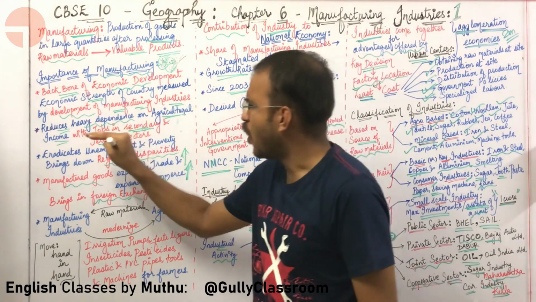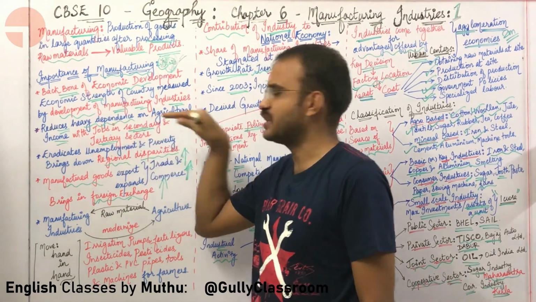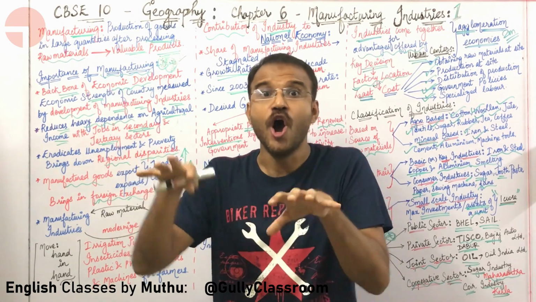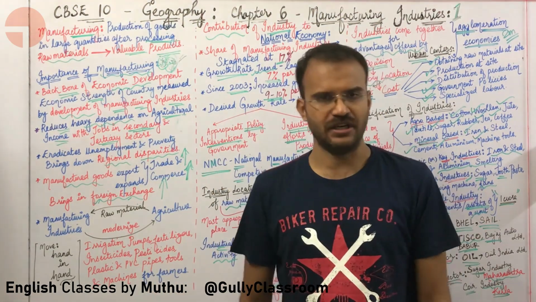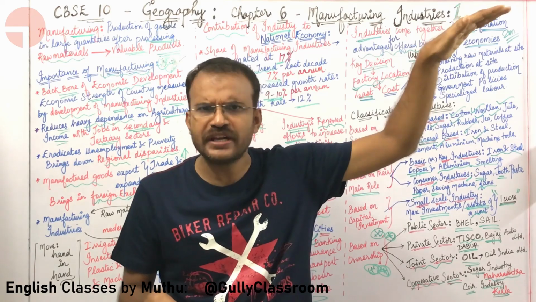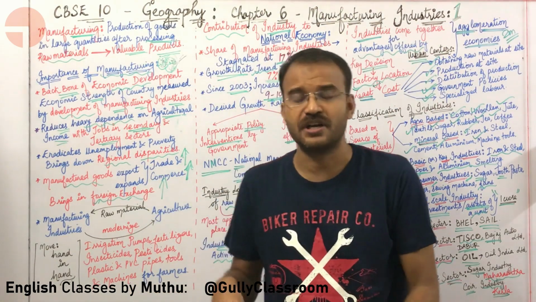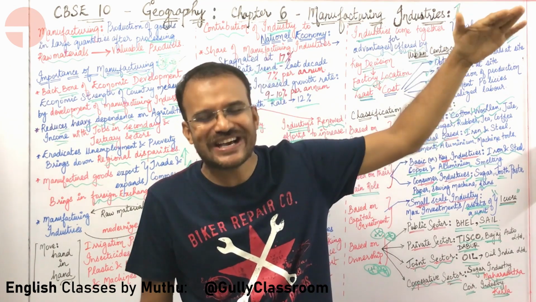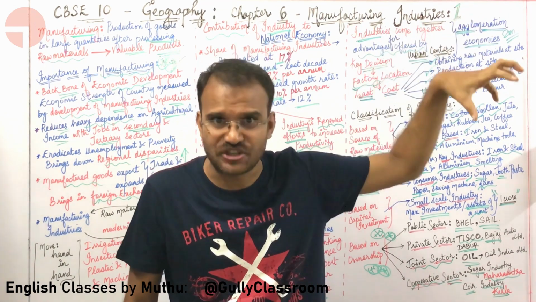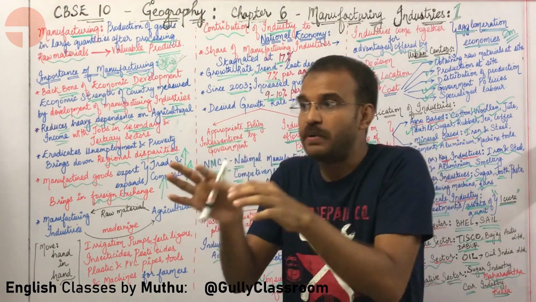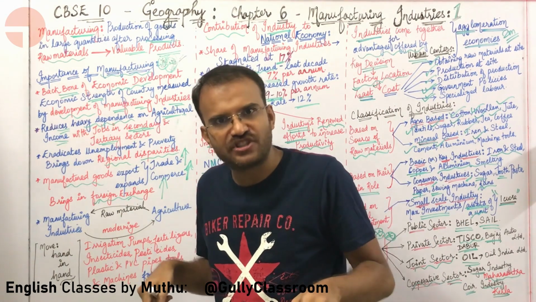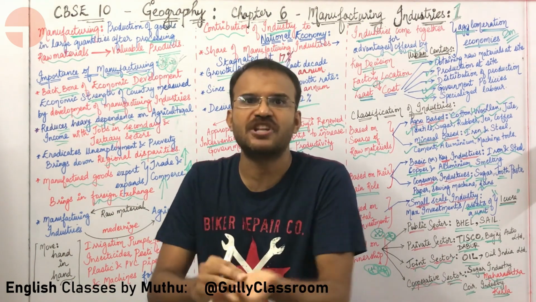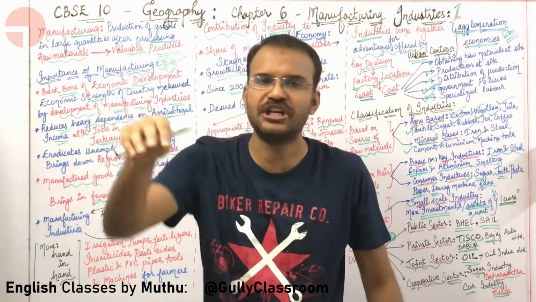Okay, sir. What is the next point? Manufacturing industries reduce the dependence on only agricultural income. India is historically an agricultural country, and right now, by creating a lot of manufacturing industries, we are reducing the dependency, not just people's dependency, the country's dependency on agricultural income.